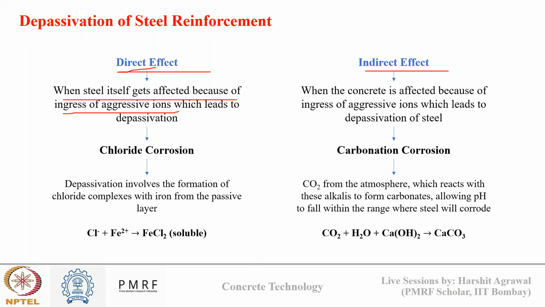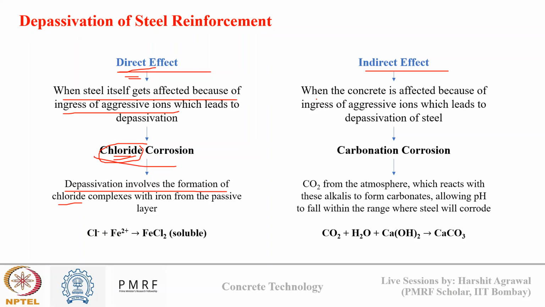So direct effect means the ions which are moving through concrete are not causing any disturbance to the concrete. They are causing disturbance directly to the steel, and this happens due to chloride corrosion. So chloride ions are not interacting with the concrete, they are interacting with the steel after moving through concrete. So that is direct effect. What do chlorides do? They cause depassivation of the passive film. Because of chloride ions, as the passive film breaks, my corrosion will be accelerated.